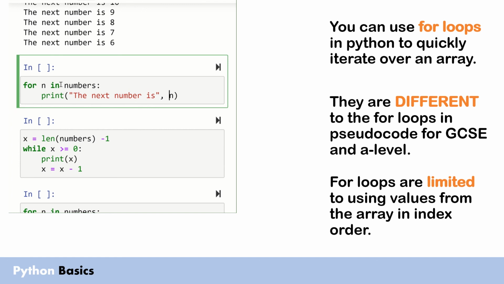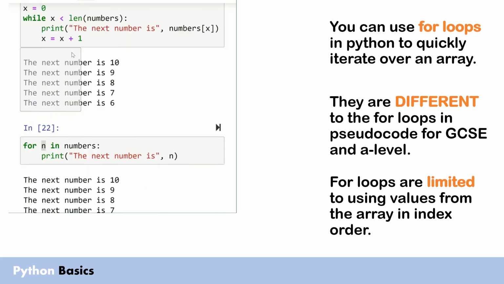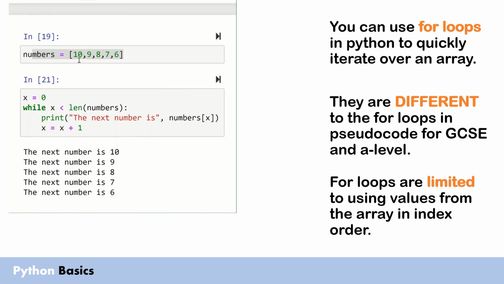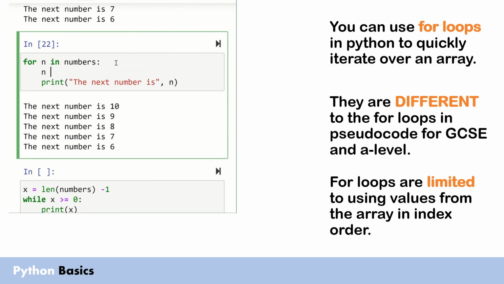So what happens is numbers is my array, and then it says for n in numbers. So n becomes the actual value of this array. Let's run this. You can see I get the exact same output. The first time it loops, n gets a value of 10, so it gets the first value in the array. It then iterates over to the next one and becomes the second value, then the third, and so on and so forth. So n actually gets assigned a value.